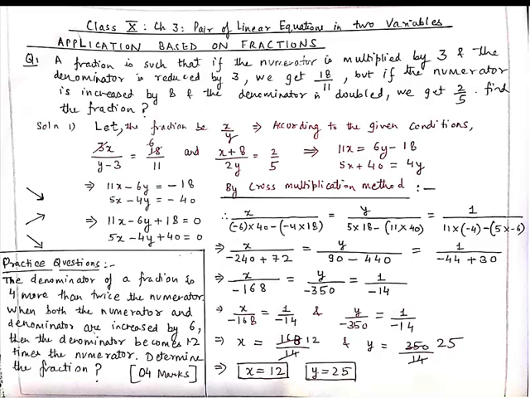Now student, based on this application, you have to practice this question and share me the solution. The question is: the denominator of a fraction is 4 more than thrice the numerator. When both the numerator and denominator are increased by 6, then the denominator becomes 12 times the numerator. Determine the fraction.